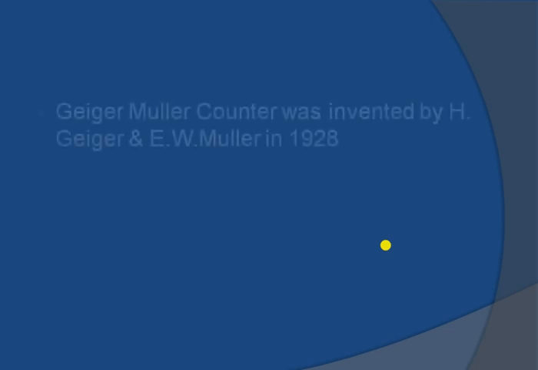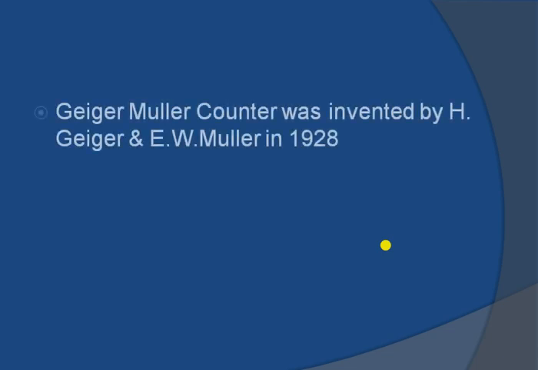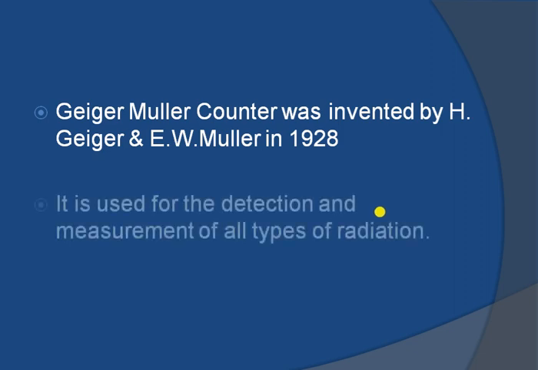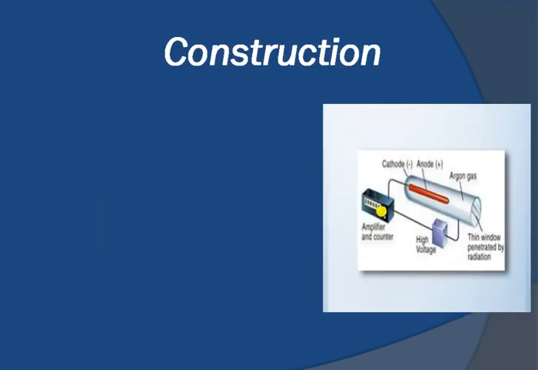Now let us see the history behind the GM counter. The Geiger-Müller counter was invented by H. Geiger and E. W. Müller in 1928. It is used for the detection and measurement of all types of radiations.